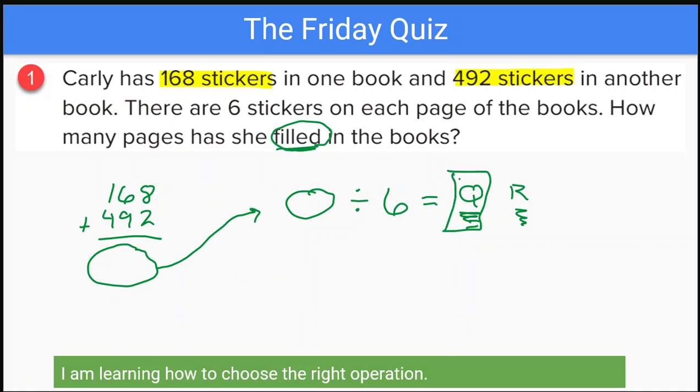Kids, I'm not going to help you with this one. I'm going to let you do this one, okay? I gave you all the hints you needed to solve it. So kids, right now you're learning how to choose the right operation in order to solve a multi-step word problem. If you're having problems with it, you come see us. We will help you out.